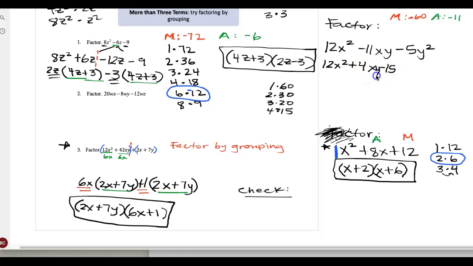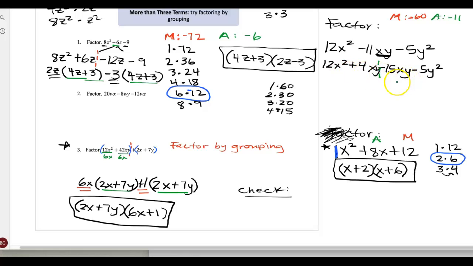Whoops, and I should say xy, because both of these terms in the middle need to be xy. We're just breaking it down, so that if I combine these together, negative 15xy plus 4xy gives me that negative 11xy. And then my last term is that minus 5y squared. And so now it's just like we did over here. We can do factor by grouping again if we want.